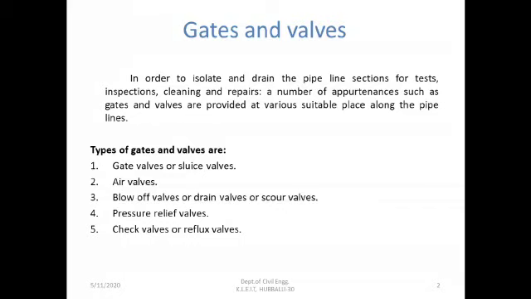They are of five types, which involve gate valves or sluice valves, air valves, which are also called air relief valves, and blow off valves or drain valves, which may also be called scour valves. And we have pressure relief valves, then we have check valves or the reflux valves. So we shall go with these valves one by one.